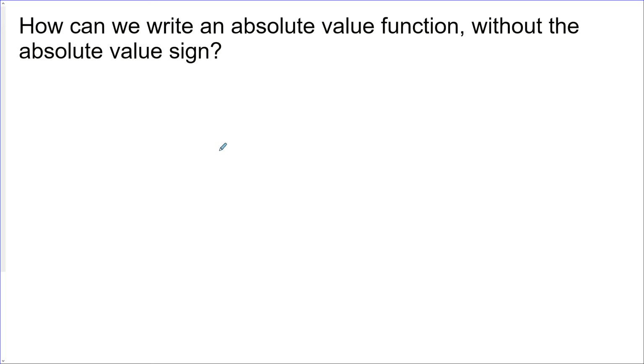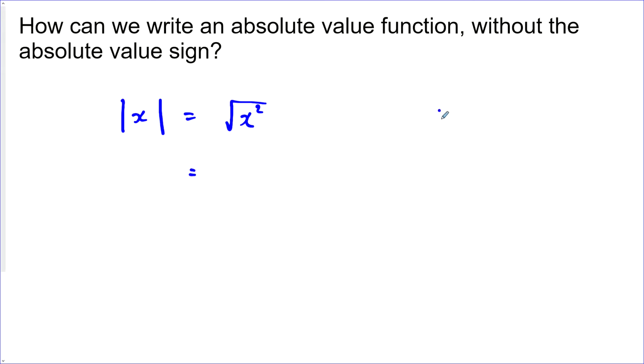How can we write an absolute value function without the absolute value sign? Well, we could square x and then square root it. So squaring would get rid of any negative if there was one. And square rooting would return us a positive value because we always take the principal square root.